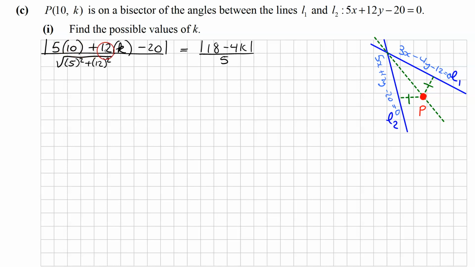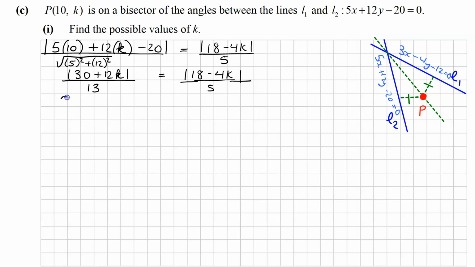So both of these need to be exactly the same. 5 tens is 50, 50 minus 20 is 30. So 30 + 12k, all over 5 squared is 25, 12 squared is 144, the square root of 169, which is 13, is equal to (18 - 4k)/5. Now I have two absolute values, so the easiest thing to do here is take plus or minus one of these.